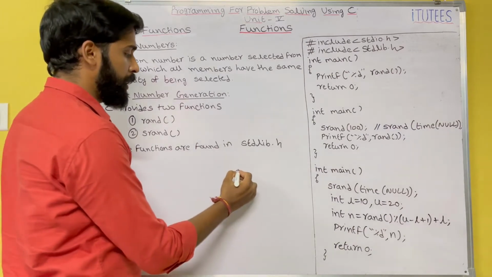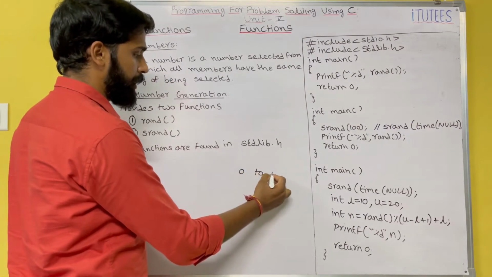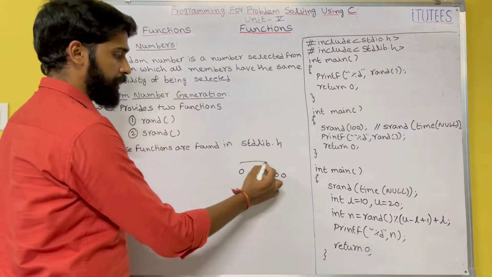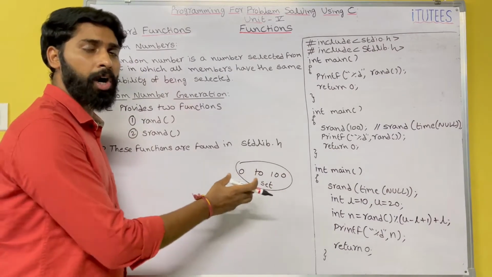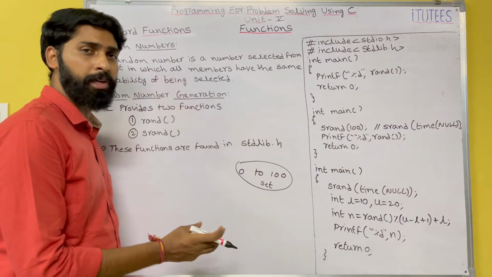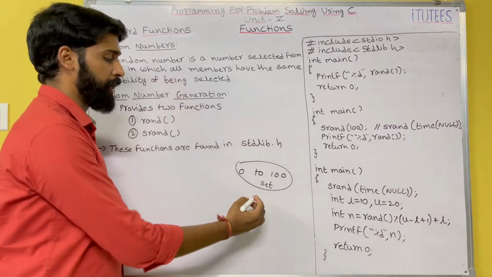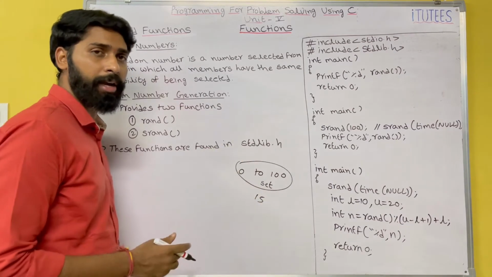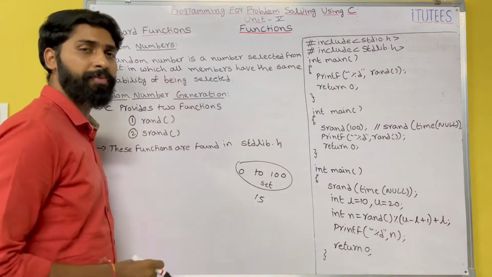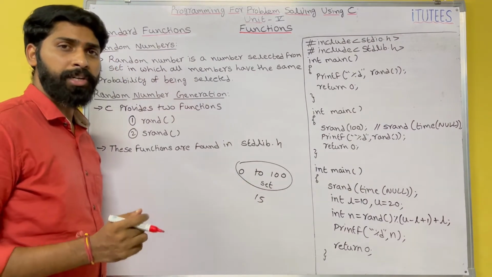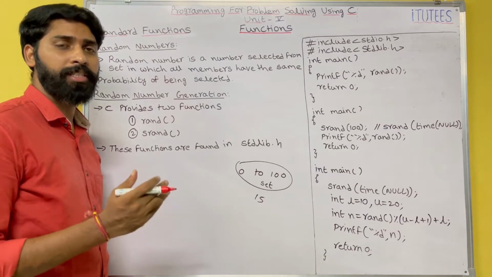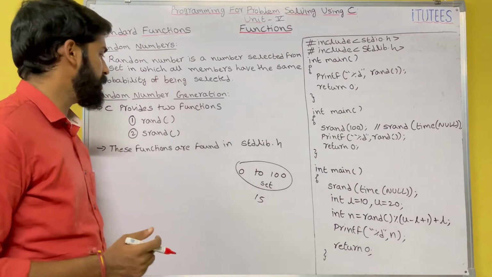For example, there is a set of numbers from 0 to 100. In this set, all the numbers have the same probability of being selected. That means, for example, 15: if I call the random function, it returns the number 15, randomly from this set. So how can we generate random numbers in C language?